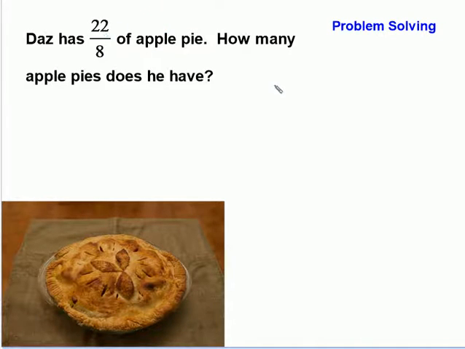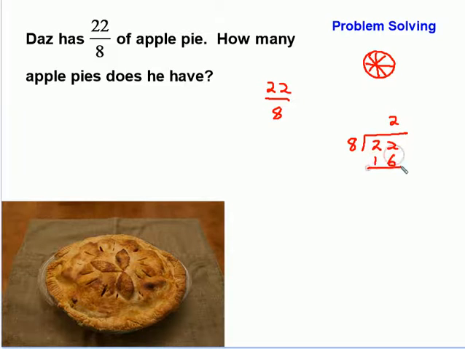Now, let's convert our improper fraction. 22 eighths. Now again, we have pizzas, or in this case, pies that are 8 pieces as a whole. So what we've got is 1, 2, 3, 4. And each pie is 8 slices large. So we have to divide this number by 8, and that'll give us the total number. So let's do it. 8 goes into 22 how many times? Well, 8 times 3 is 24. That's too big. So 8 times 2 is 16.